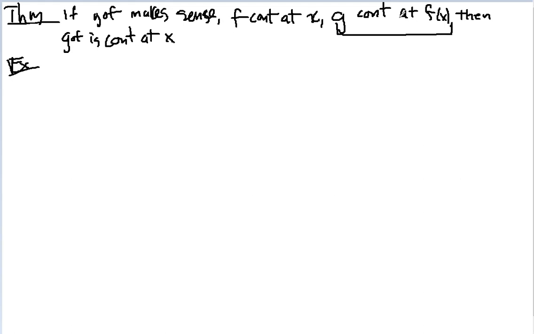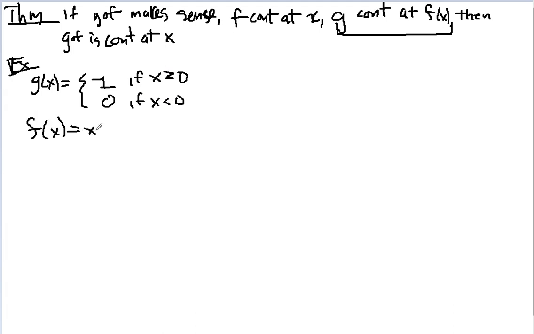I think kind of the weirdest part is that G has to be continuous at F of X, but hopefully my example will make sense. So in my example, I'm going to let G of X equal 1 if X is bigger than or equal to 0, and 0 if X is less than 0. And I'll let F of X, let's just make it equal to X minus 1.